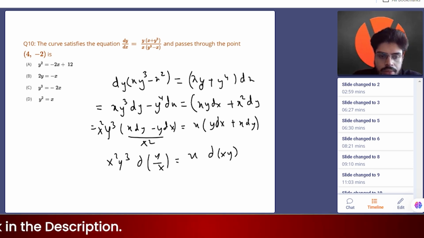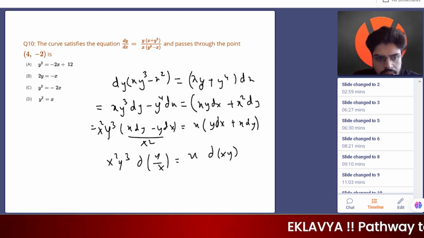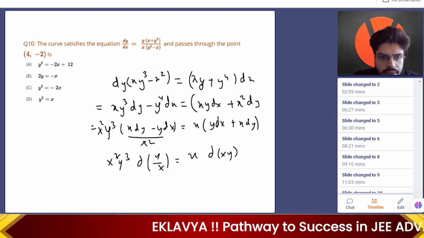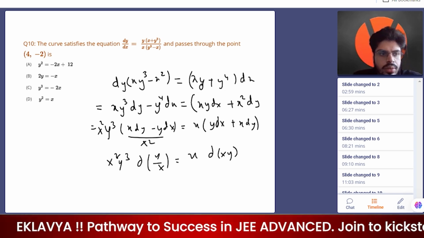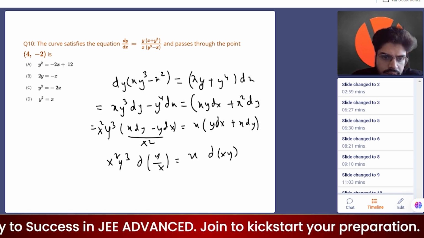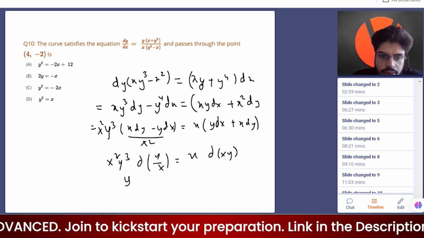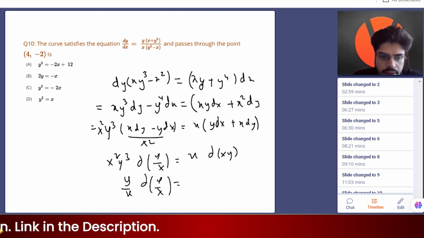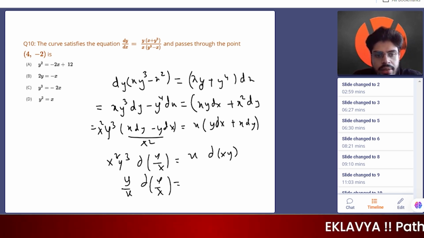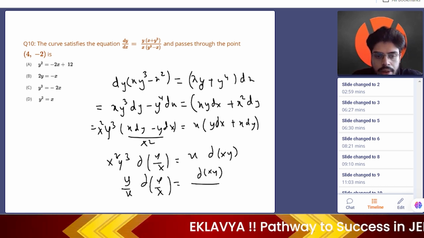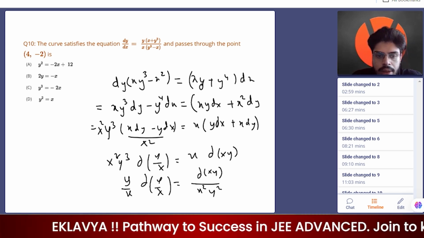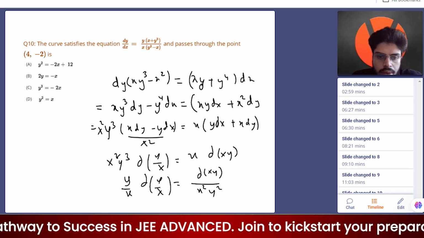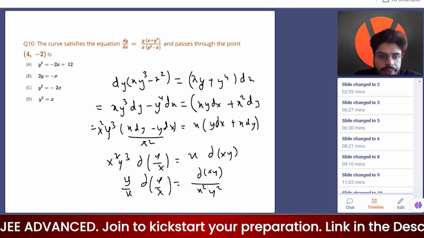Okay, so now we can substitute xy this side. So let's write x square y square, I'll send that side, I'll keep one y here and one x here, this x down, and I have sent x square y square down here, so d of xy into x square y square. Or you can write xy whole square.